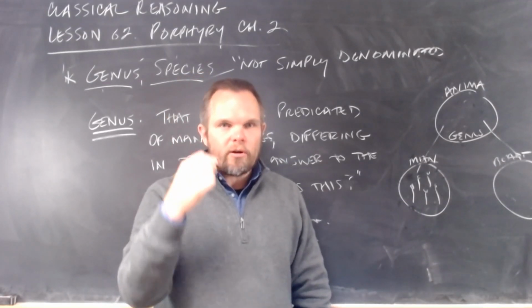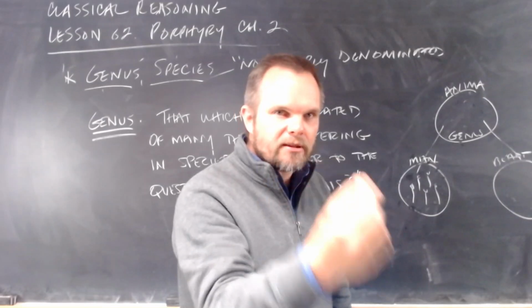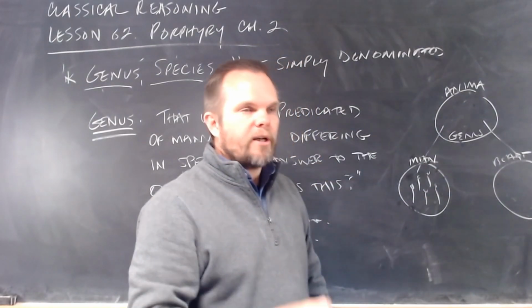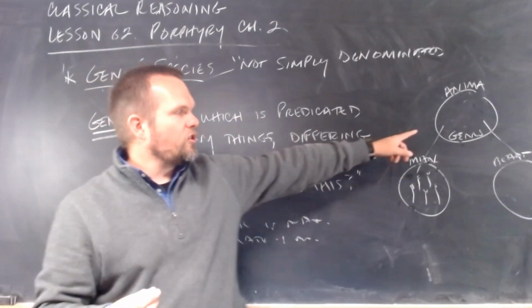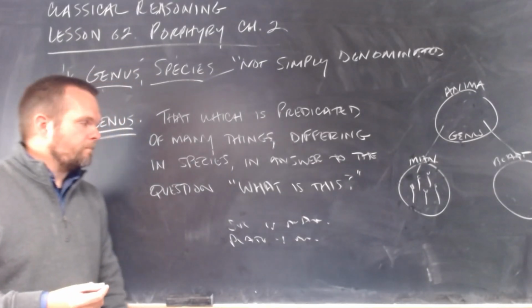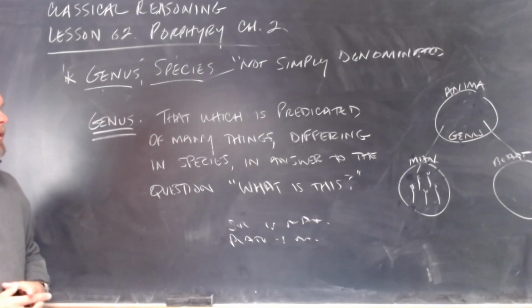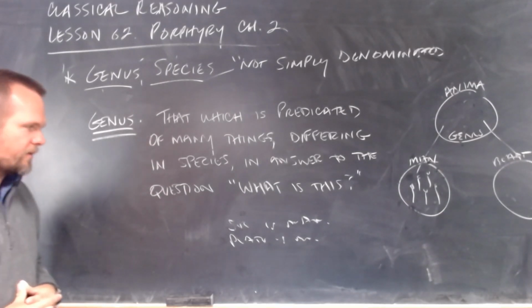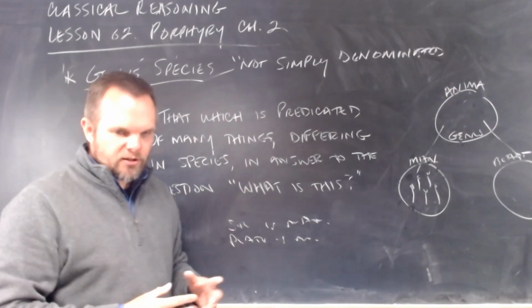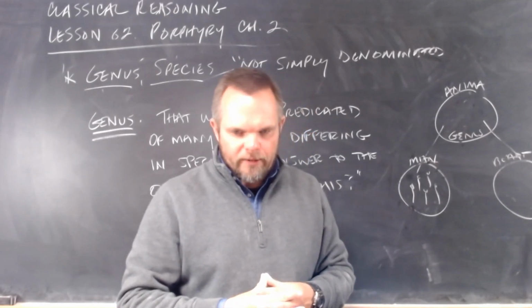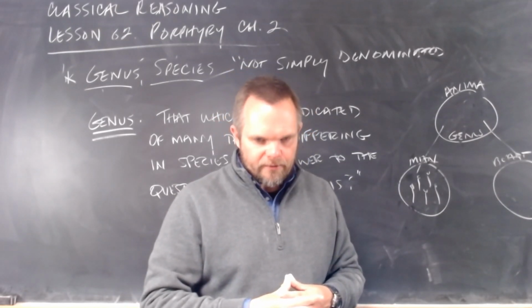As you get more mature and you learn more, you talk specifically. You name things specifically. When you're ignorant, you speak generally. Okay? Genus is that which is predicated of many things, differing in species, in answer to the question, what is this? That's the definition of genus. That's the definition that Porphyry wants to make sure we understand.